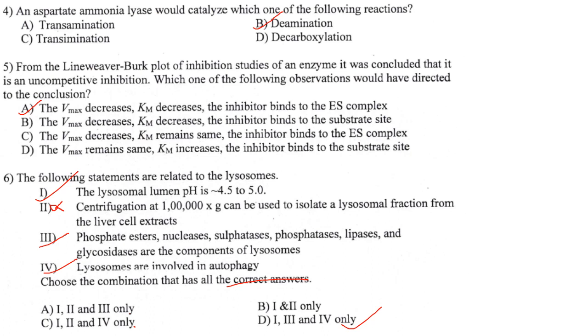Phosphatases, esterases, nucleases, sulfatases, lipases and glycosidases are the components of lysosomes. That's correct. Lysosomes are involved in autophagy. That is also correct. So 1, 3 and 4 are correct and the answer is option D.